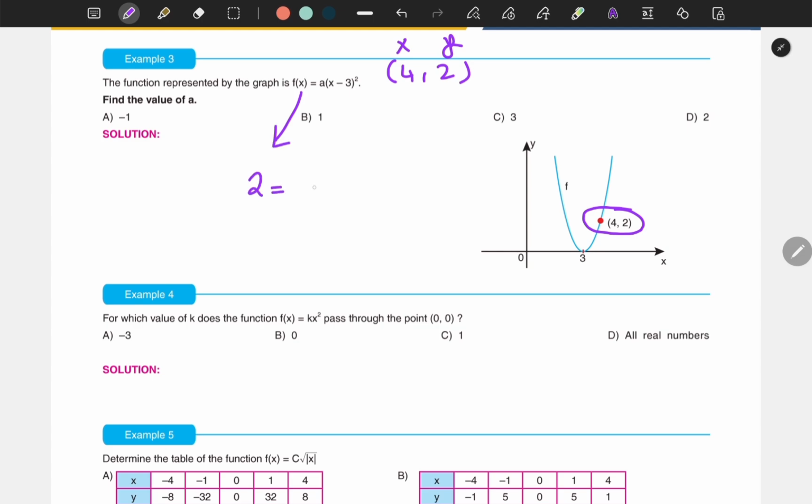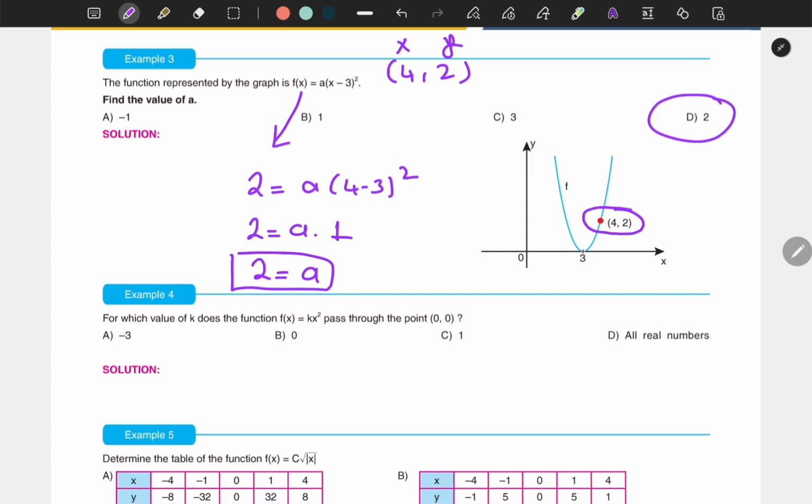2 is equal to 8 times (4 minus 3) to the power of 2. Can I say that 2 is equal to 8 times (4 minus 3)? 1 to the power of 2 is 1. So 2 is equal to a. We found it, which is 2. Final answer.